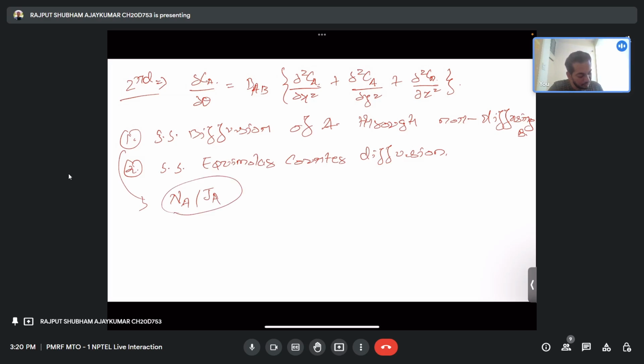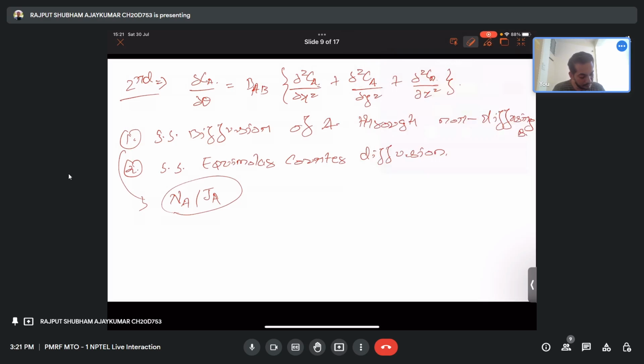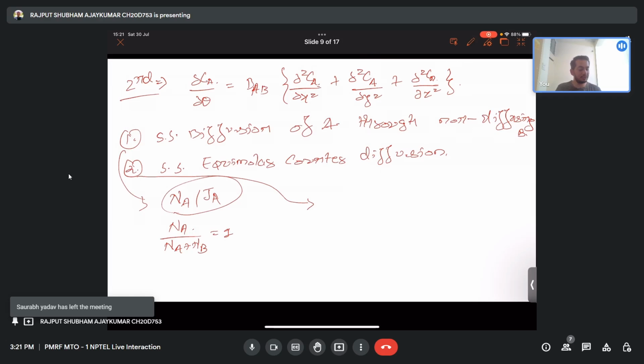If you take steady state diffusion of A through non-diffusing B, an example is absorption of ammonia from the air into the water. It can be related as NA upon NA plus NB equal to 1. Whereas in the second case, equimolar counter diffusion, NA plus NB equal to 0, therefore NA equal to minus NB.